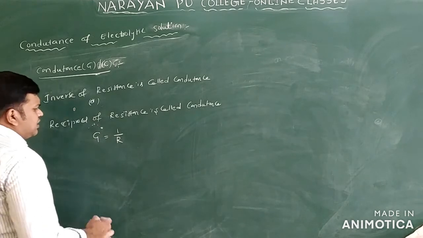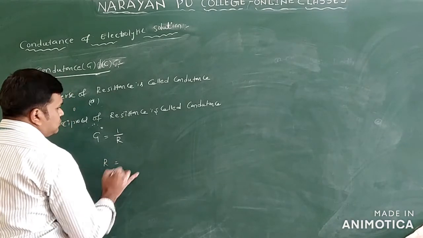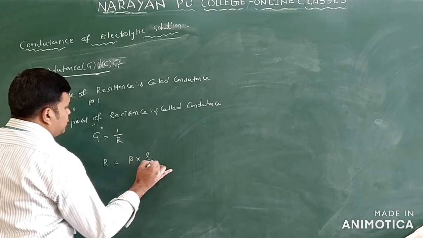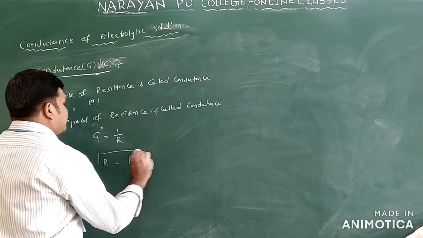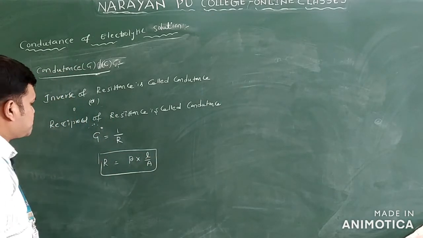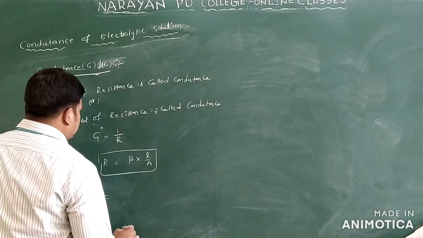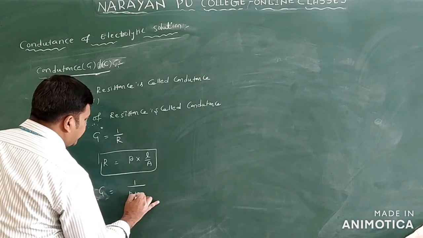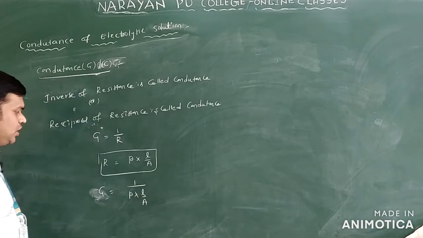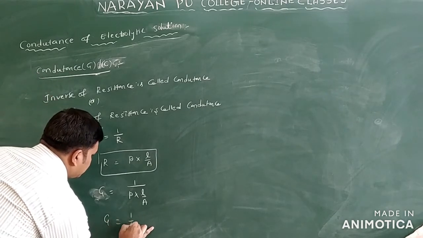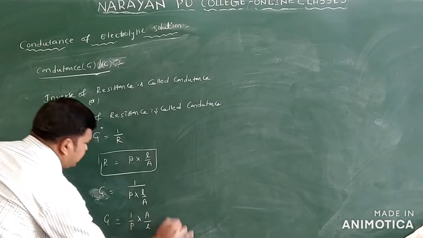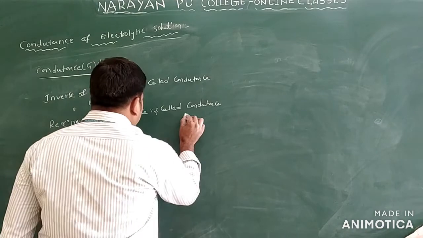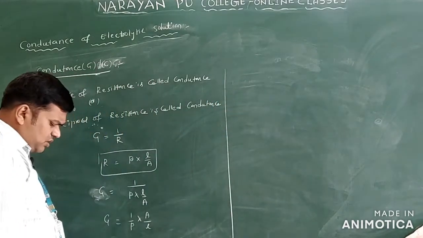So generally what is R? Generally you know R is equal to rho into L by A, because we are getting the relation from this resistance only. Now I will write G is equal to 1 by rho into L by A. So from this I will get G is equal to 1 by rho into A by L only.